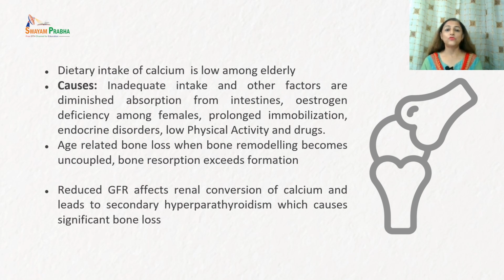So these kidneys were reabsorbing the calcium, and they were managing the calcium metabolism. So here, because of reduced glomerular filtration rate, this will lead to secondary hyperparathyroidism. So hyperparathyroidism will cause significant bone loss away from the body, and this will further complicate the deficiency of calcium.